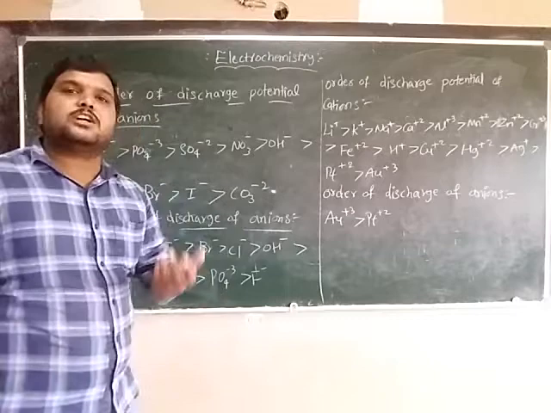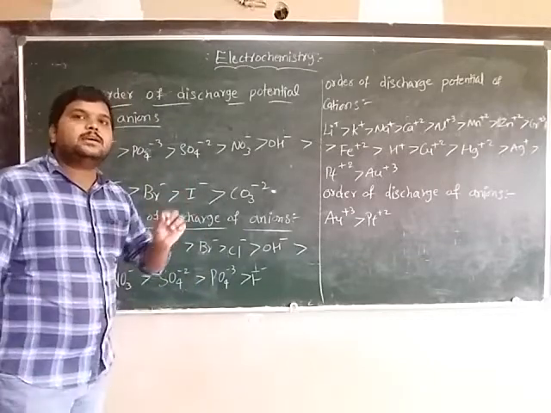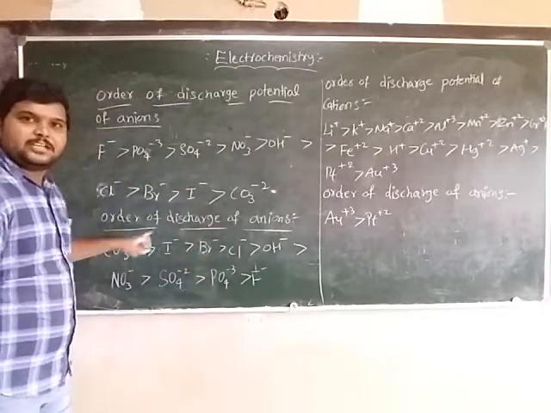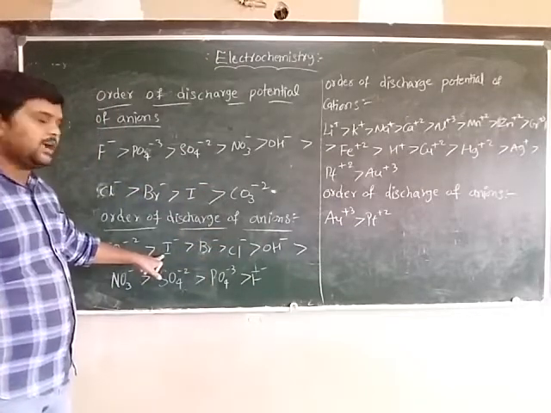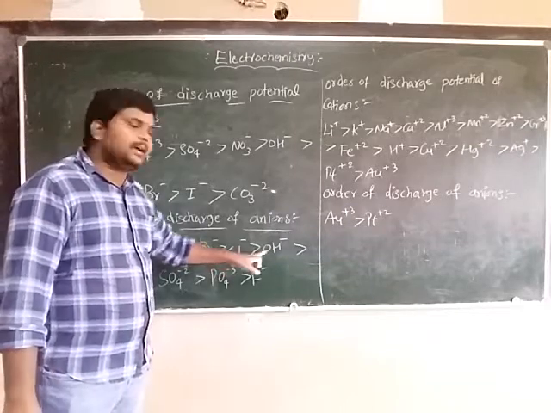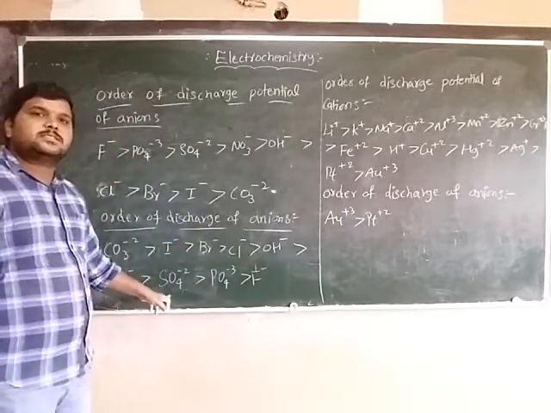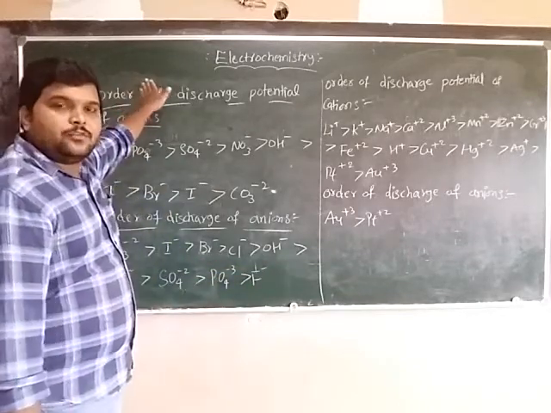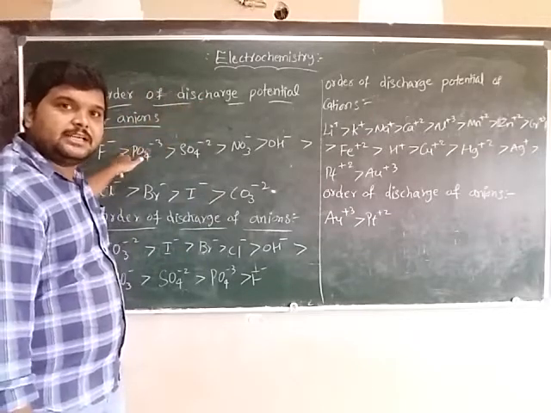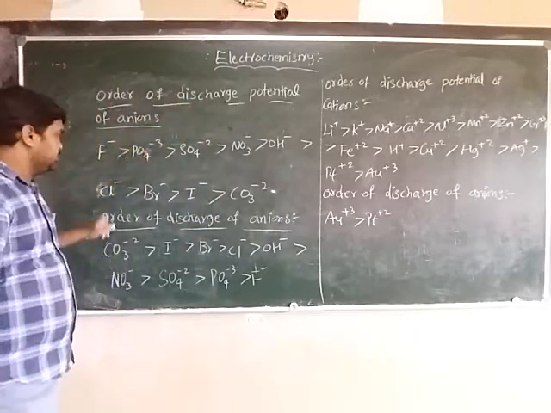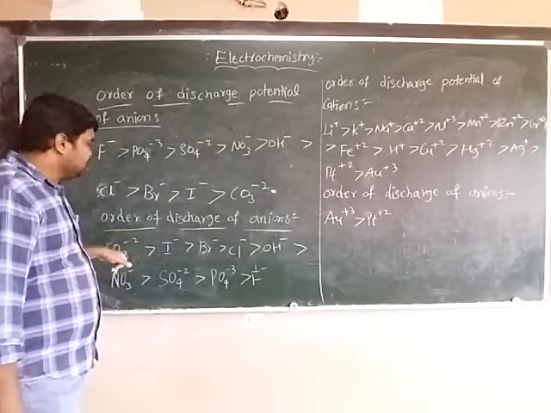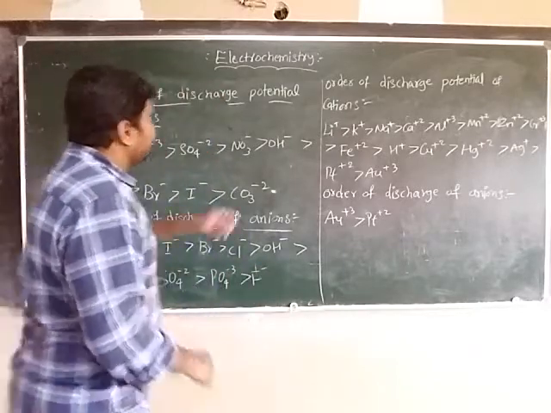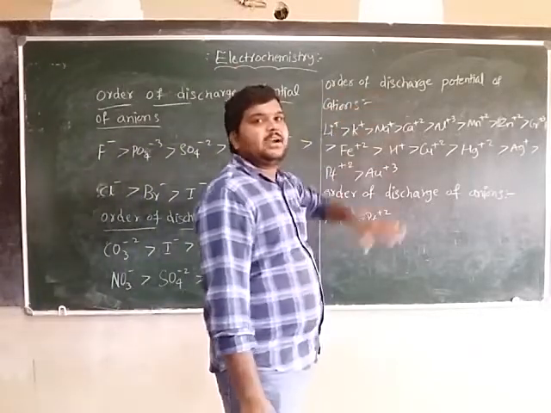Now come to the order of discharge of anions. Which ion will discharge first? The one having the lower discharge potential discharges first. So CO₃²⁻ first, then iodide, bromide, chloride ion, hydroxide ion, nitrate ion, sulfate ion, phosphate ion, and F⁻, the fluoride ion, which has the highest discharge potential. Is it clear? Next, the order of discharge potential of cations.